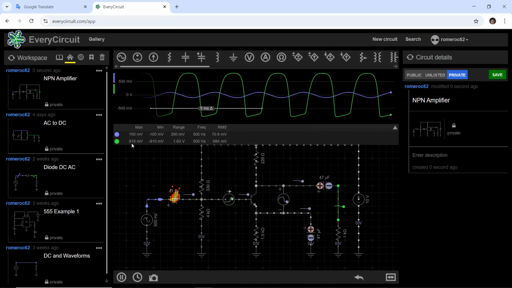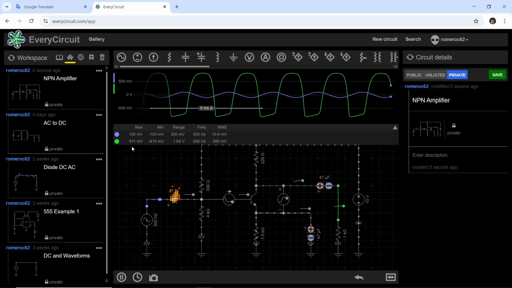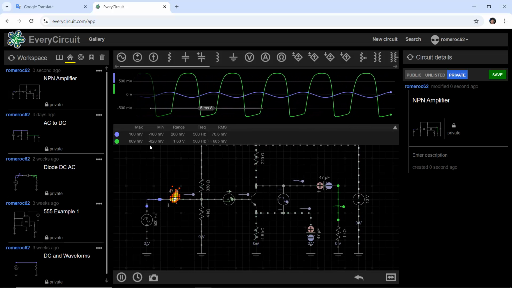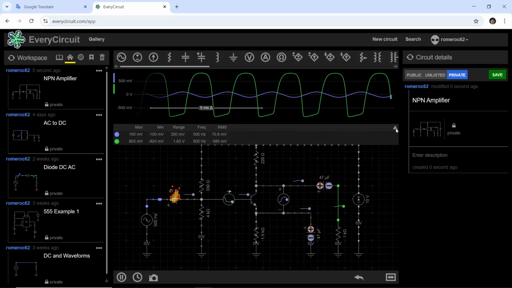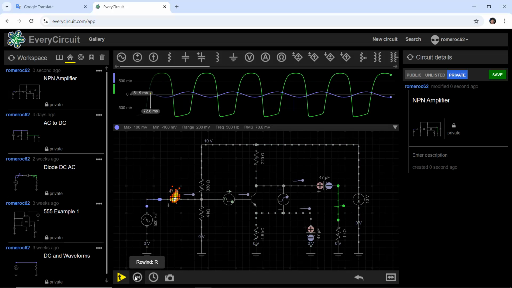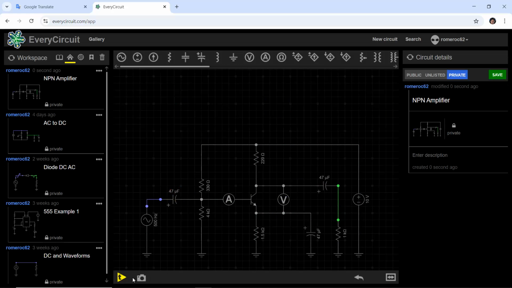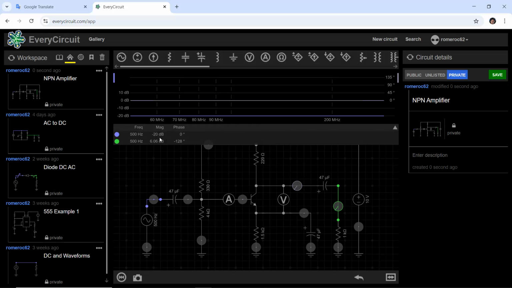Now you can see 800 millivolts and minus 800 millivolts. This is very good, a symmetrical wave. After this, pause, rewind, and run frequency domain simulation. And now you will see this for 500 hertz.